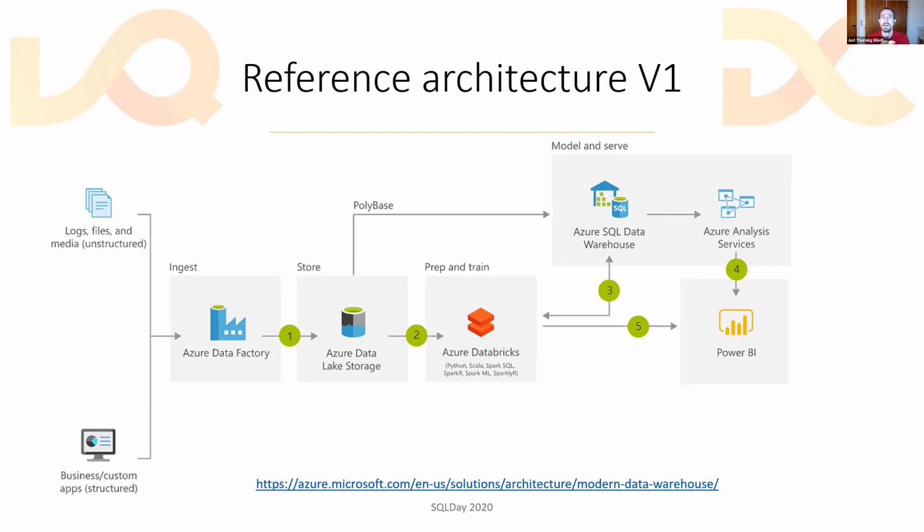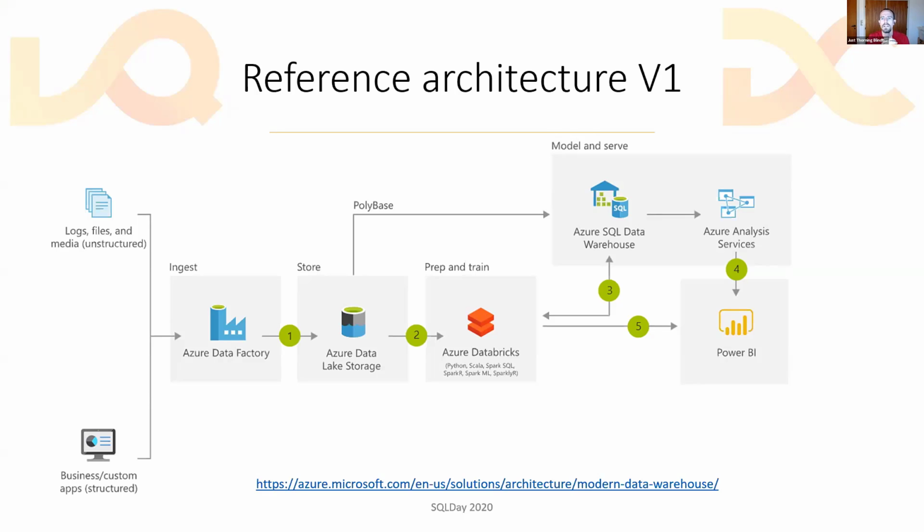In this architecture, Microsoft is saying use Azure Data Factory for your extract layer, so to extract from all kinds of different source systems, and then store your data in the Azure Data Lake Storage, and then prep and train. This reference architecture is also not just for transforming data, but also for machine learning and artificial intelligence. Here they call it prep and train instead of transform, and they say you should use Azure Databricks.